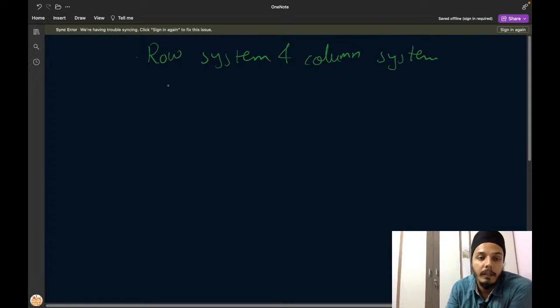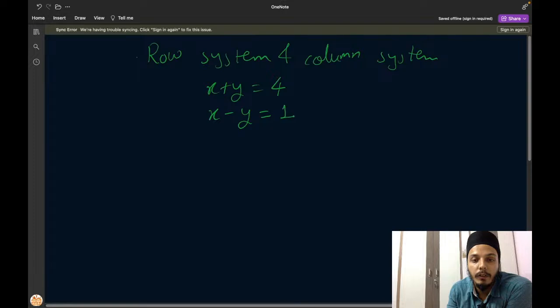In linear algebra, we can write our equations in the form of a row system or in the form of a column system. Now let us take our set of equations: let the first equation be x plus y equals 4 and the other equation be x minus y equals 1. Previously we solved the equations using Gaussian elimination. Now when we write the equations in this form, this is nothing but the row picture, as we are writing in single rows. Now this will look different in the column system. In the column system, we write this in the form of vectors.